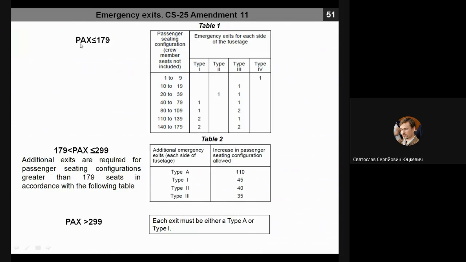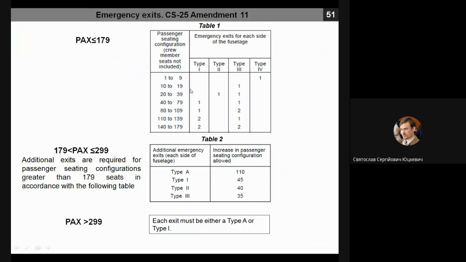So, for number of passengers less than 179, you could see how many emergency exits must be. For a passenger number from 1 to 9, it will be enough type 4 emergency exit. But in many examples, you could find that it will be more than type 4 emergency exit, because it will be one door for the passenger incoming. So that's why it will be, from the point of view of comfort, more than type 4 emergency exit.